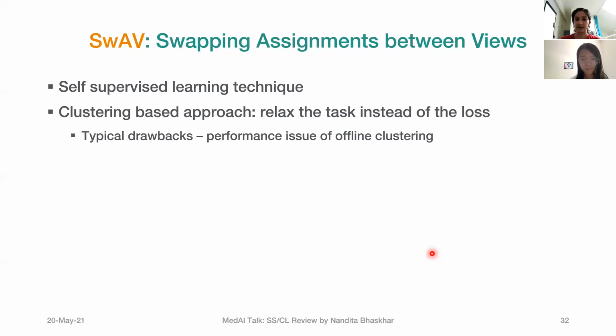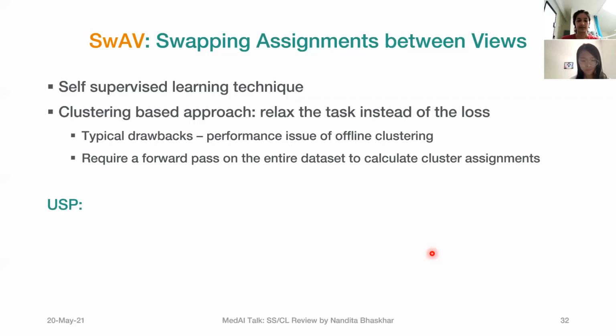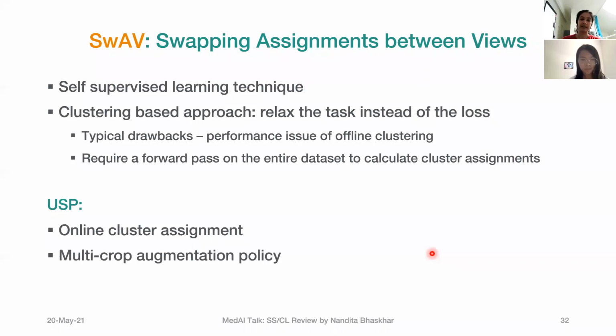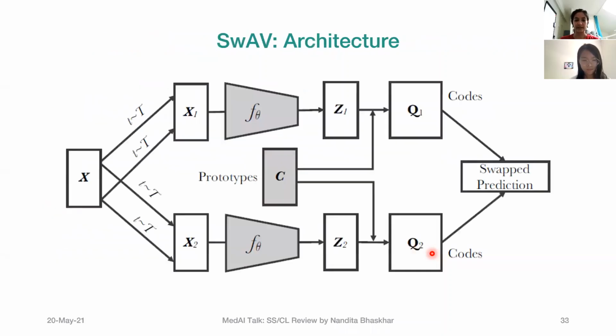The typical drawback of such approaches is performance, because to perform clustering during training, you need to make a full pass across the entire data set, which is computationally intractable. What is unique about SwAV is that they do this online cluster assignment, which is computationally tractable. And they introduced a multi-crop augmentation policy, which has been shown to be effective in all settings, not just SwAV. So moving on to the SwAV architecture.